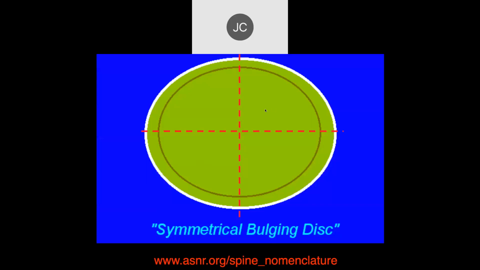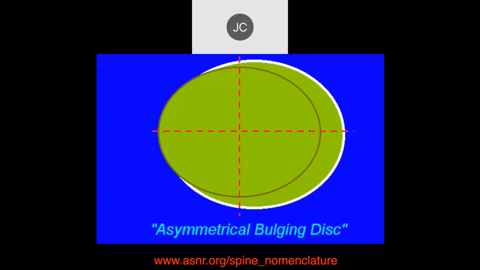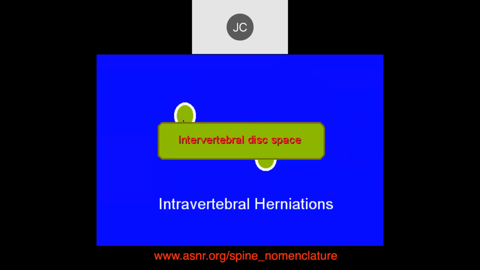So this would be a circumferential disc bulge. This would be an asymmetric bulging, but it's not a focal protrusion. You can also have disc herniations that go into the vertebral end plates. We saw some histology on some of these in our last lecture called Schmorl nodes. These are intervertebral disc herniations.